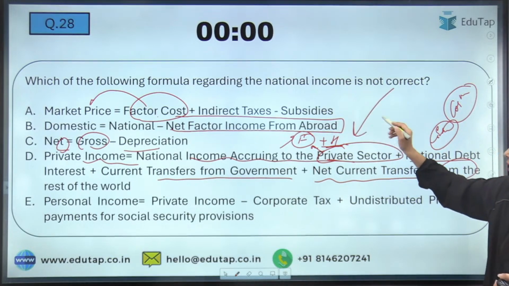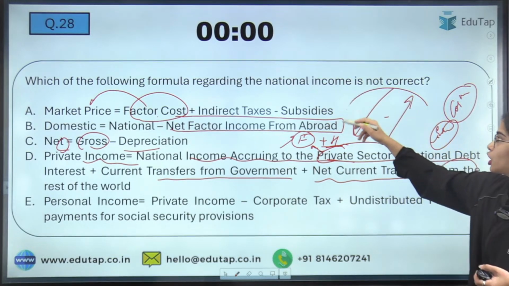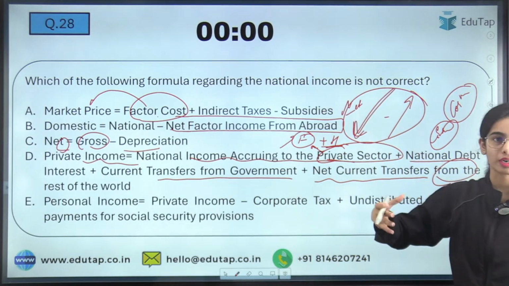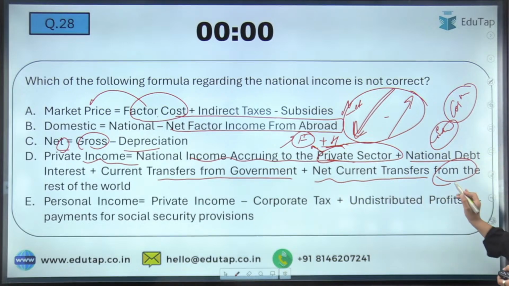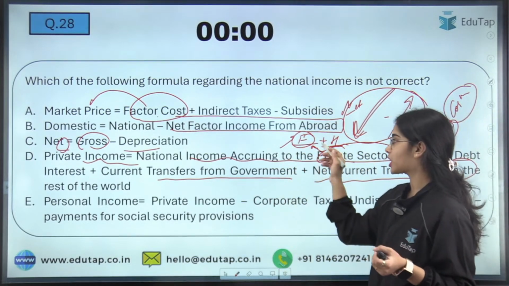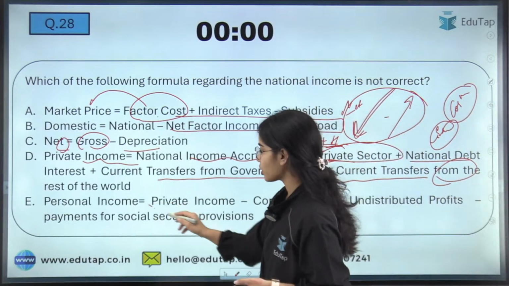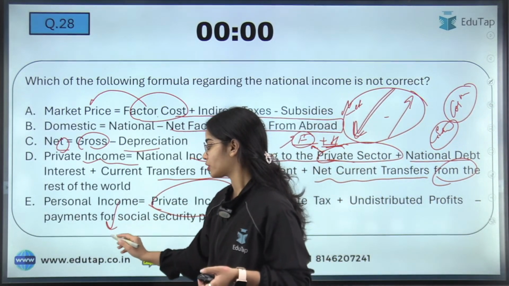So you are receiving the remittances minus you are paying the remittances. So this is net, that is how much you are getting extra than what we are paying. So net current transfers are added. Private income is the income that is received by the firms and the households. Personal income is your private income. Personal income is the income of the household.